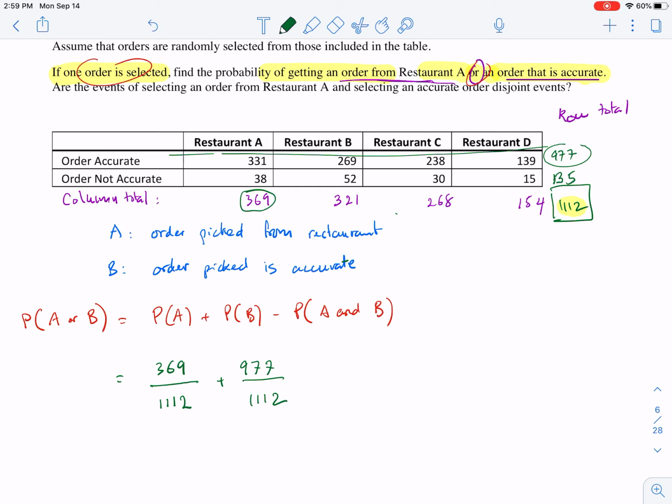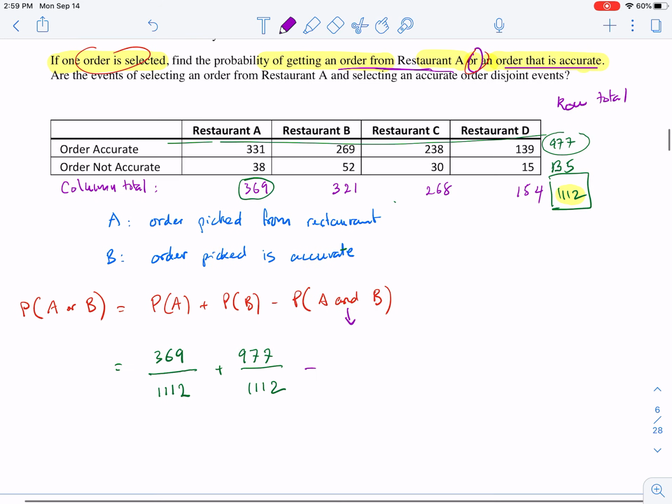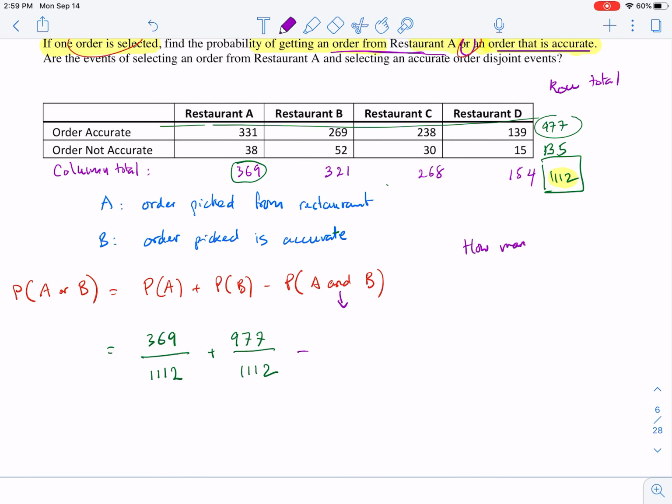over 1,112. Now, if we don't subtract anything, we are going to get the numerator bigger than the denominator. If we add them up, the numerator exceeds the denominator, and that probability is greater than 1, which goes against the definition of probability. It has to go from 0 to 1. So we probably double counted something, so we're going to subtract that, which is the probability of event A and B. How many orders are there from restaurant A that are accurate? Well, we just look at the table. Restaurant A and the order is accurate, so 331. That's the number we double counted, so we have to subtract one of those.